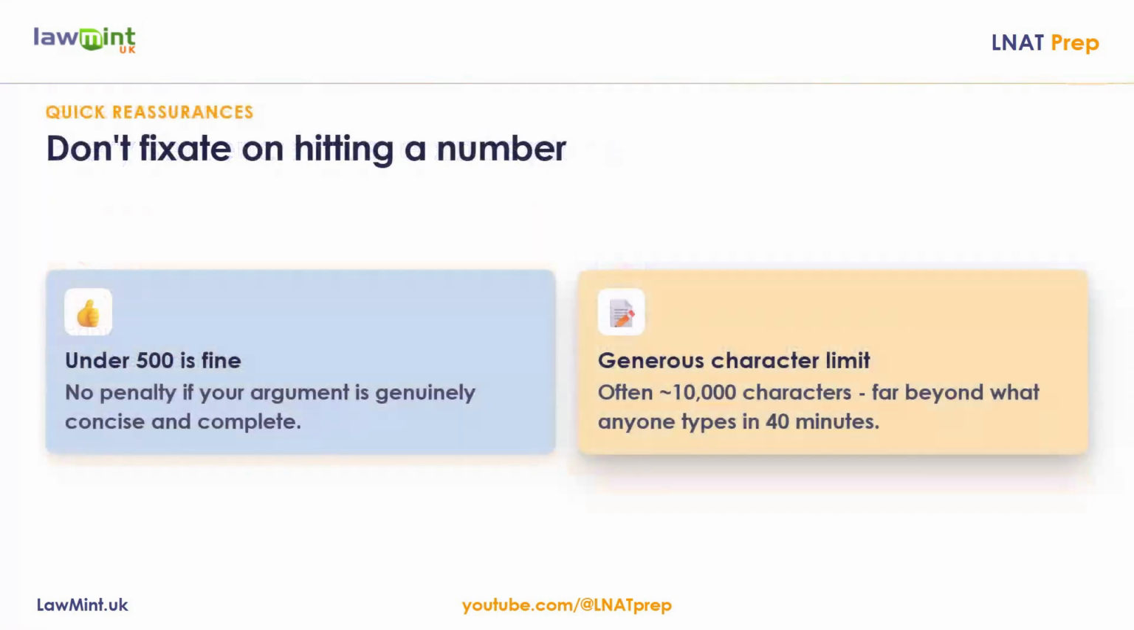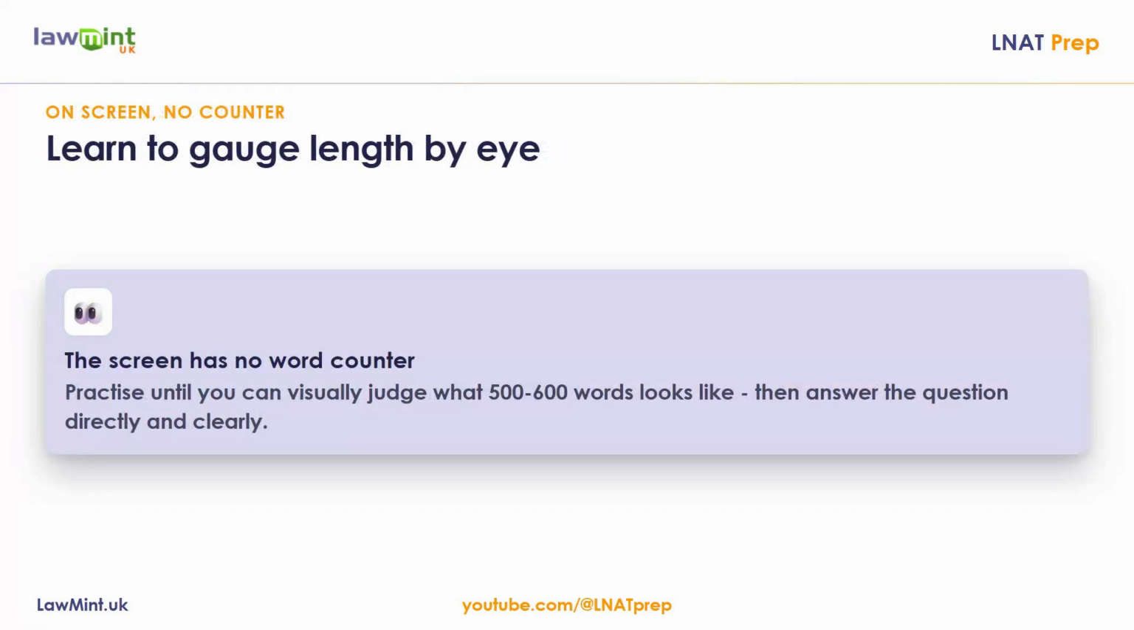A few quick reassurances. You will not be penalized for writing under 500 words if your argument is genuinely concise and complete. And there is a generous character limit, often around 10,000 characters, far beyond what anyone types in 40 minutes. One more tip, the Pearson VUE interface has no word counter, so do not waste time counting. Practice enough that you can visually gauge what 500 to 600 words looks like on the screen. And do not fixate on hitting an exact number. Focus instead on answering the question directly, structuring your thoughts logically, and writing clearly. A concise, powerful argument always stands out to a tutor.